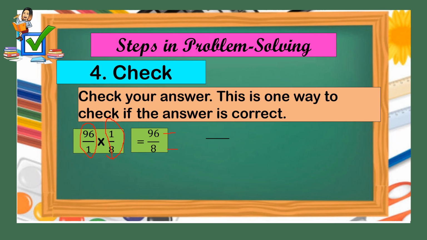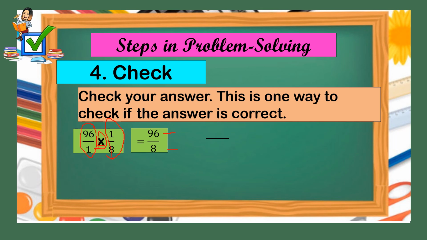So, bakit naging multiplication tayo? Dahil division ang ating ginamit kanina sa pagsusolve. So, kapag mag-check, kung ang ginamit mo sa pagsusolve ay division, sa checking, ang gagamitin mo ay multiplication. Halimbawa din, kung ang ginamit mo sa solving ay addition, ang gagamitin mo sa pag-check ay subtraction.